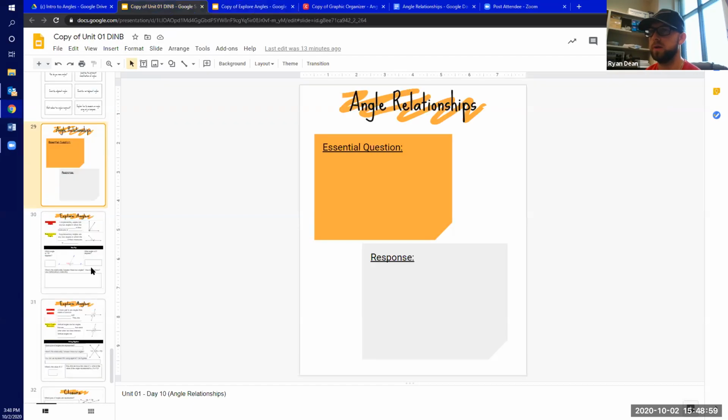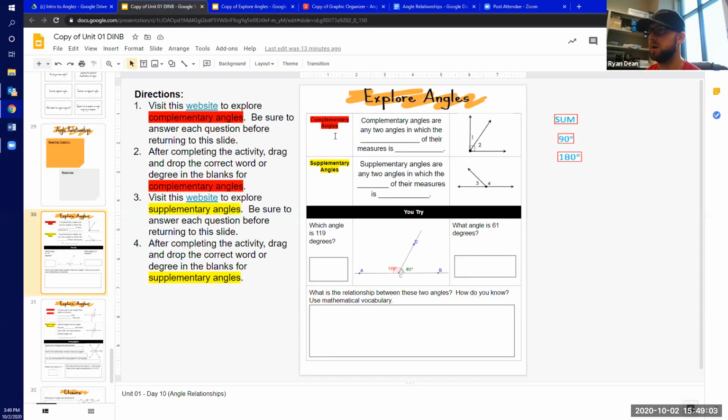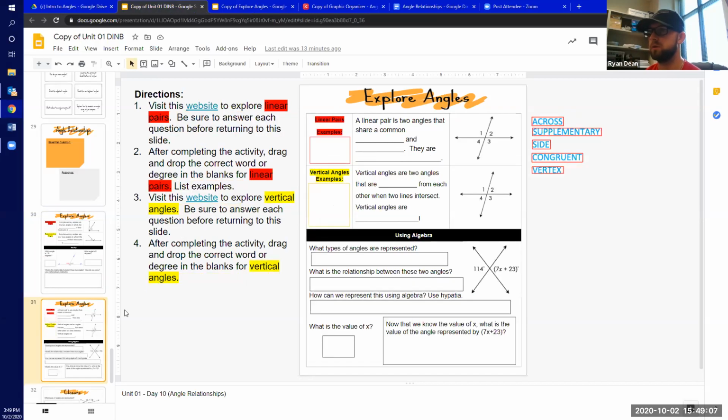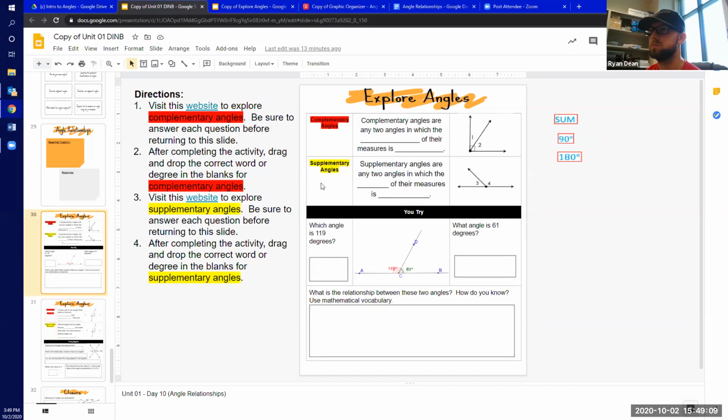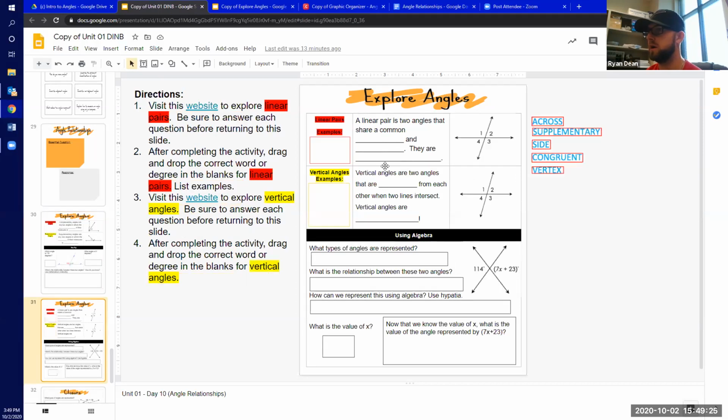But where this correlates in your notebook, we're going to be talking about complementary, supplementary, linear pairs, and vertical angles. So we have these different links that you can use. Most of these definitions are already filled in, so I'm just going to do the definitions over here today. But since we were talking about scissors, we'll start here with linear pairs and vertical angles.